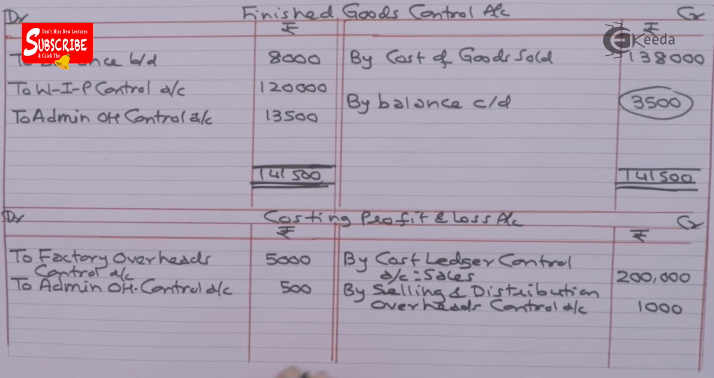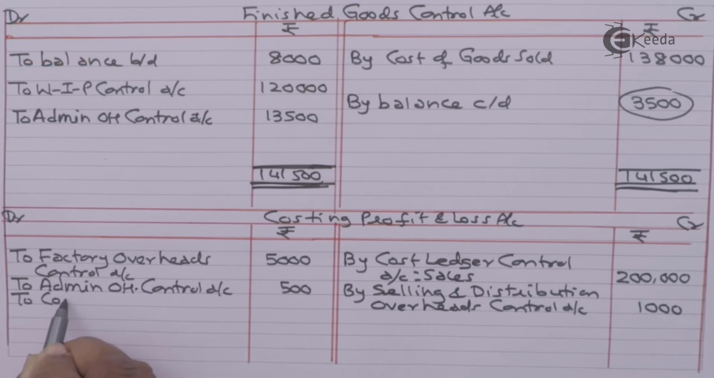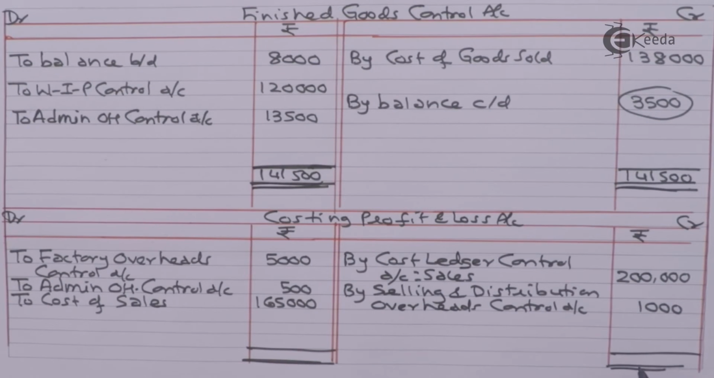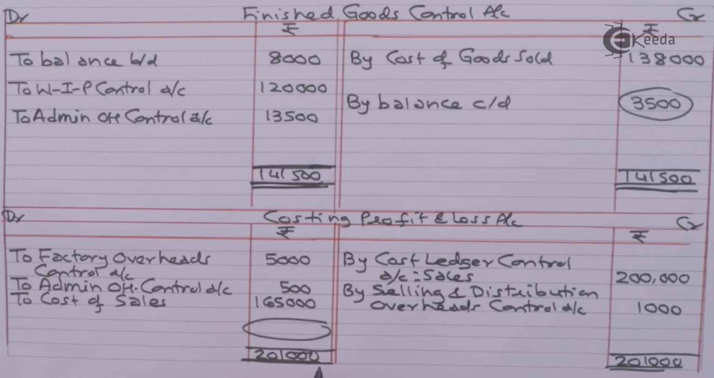Costing profit and loss account debit side, to cost of sales, 1,65,000. We can find out costing profit and loss. Total of credit 2,01,000. Here we are getting balancing figure on debit side, 30,500. This profit will be transferred to cost ledger account.